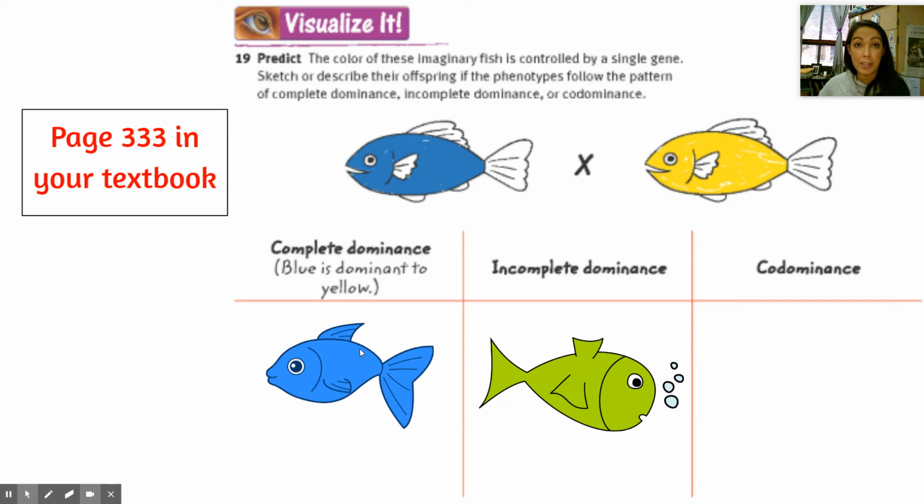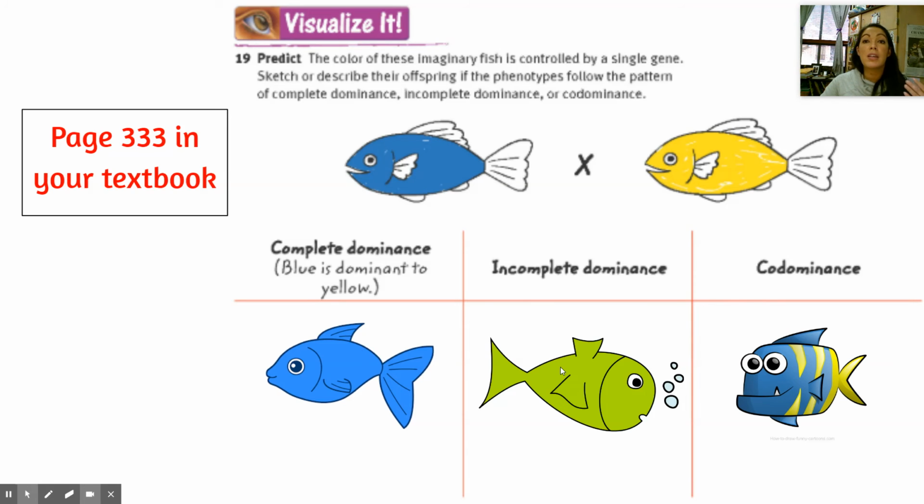Blue and yellow make green, if you remember from elementary school. In a co-dominant situation, if I cross a blue and a yellow fish, you're not going to see one giving way to the other. You're not going to see them blending, but you're going to see both blue and yellow in that offspring. So you're going to see a fish that has blue and yellow.